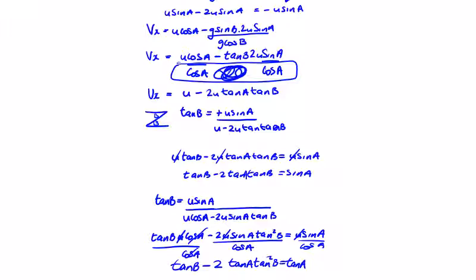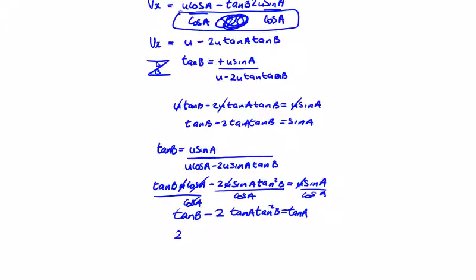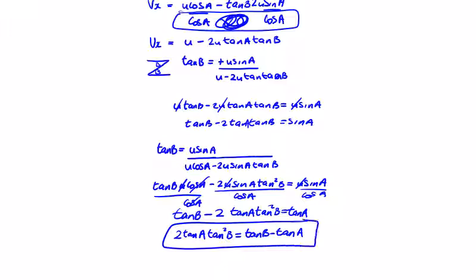And the format they wanted it in was the 2 tan A tan squared B on its own. Let's bring that to the right. We'll have tan B minus tan A on the other side. And that's the final format that they were looking for it in here. So just be careful with not dividing too early. Take your time finishing off these questions.